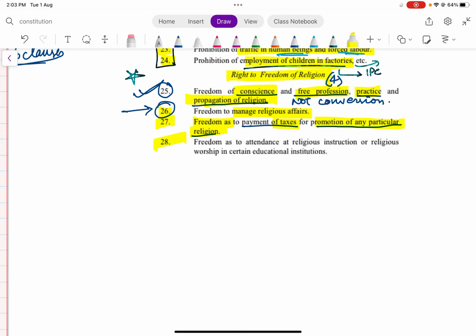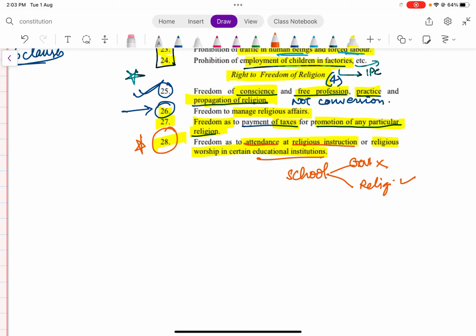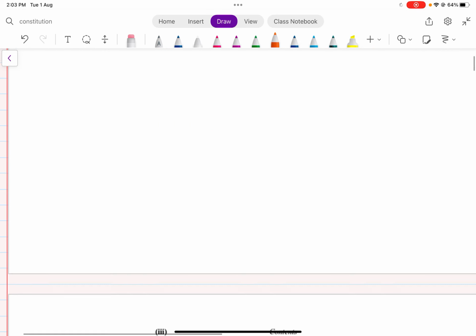28 is freedom as to attendance at religious instruction or religious worship in certain educational institutions. Again, very important. If there is a school and there is a distinction between whether it is government run, then it is not allowed, but if it is run by a religious institution, then it is allowed. So freedom as to attendance at religious instruction or religious worship in certain educational institutions, that is Article 28.